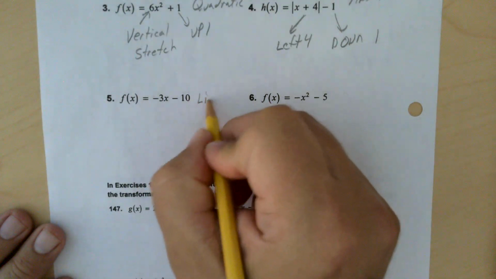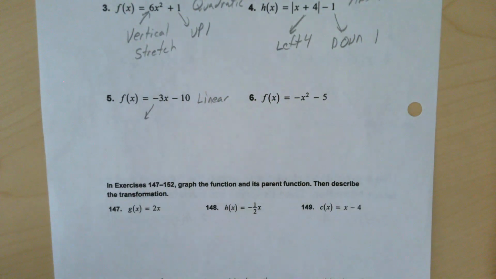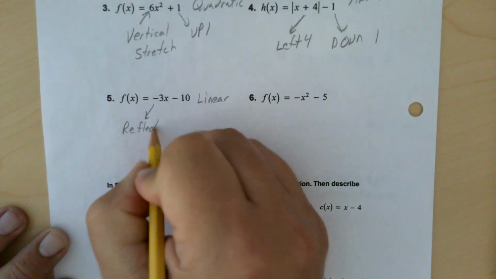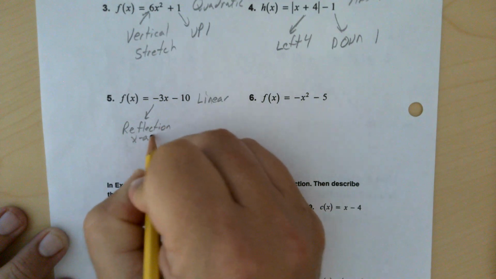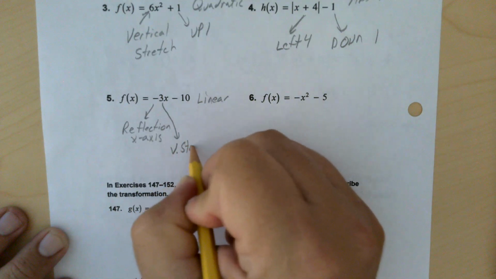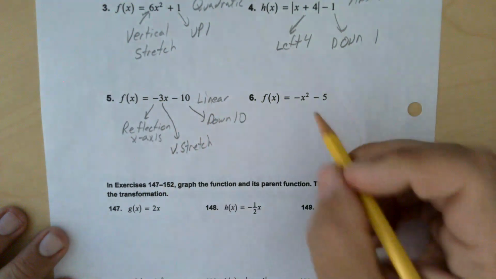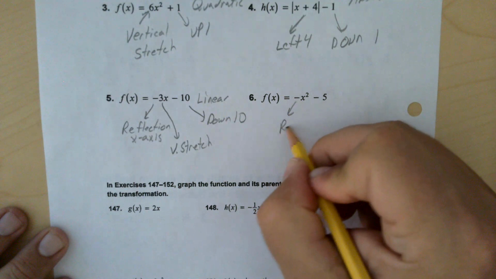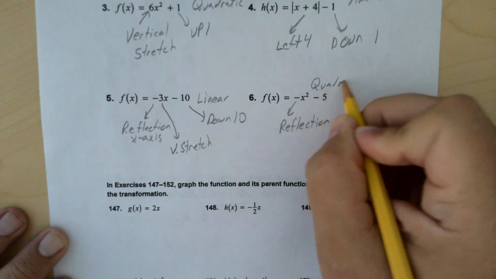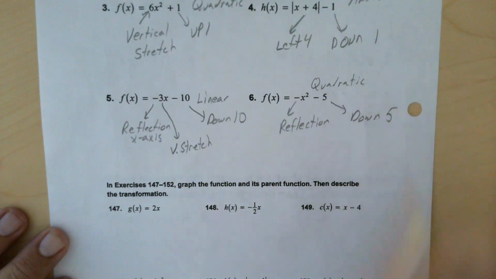Here's a line again. So it's linear. This time the line's going downhill, so it's a negative slope. It's going downhill, but we call that a reflection. And again, it's understood to be about the x-axis. This is a stretch, a vertical stretch, and down 10. Okay, here's a reflection, again, about the x-axis. We know it's quadratic, and it's down 5.